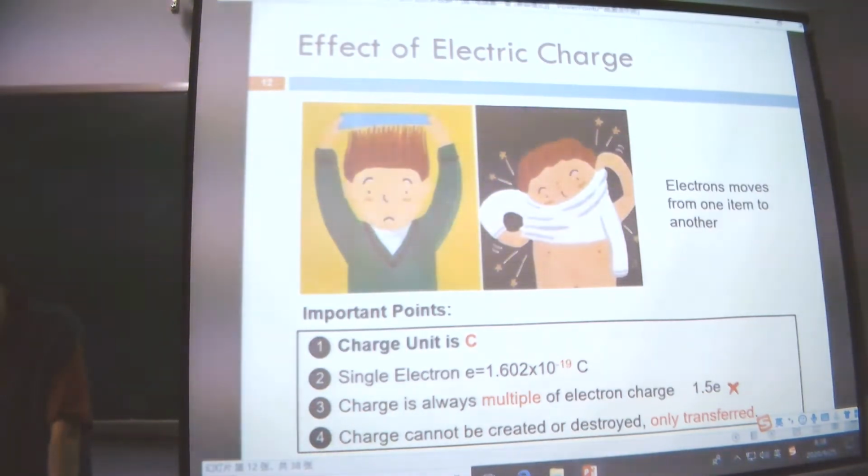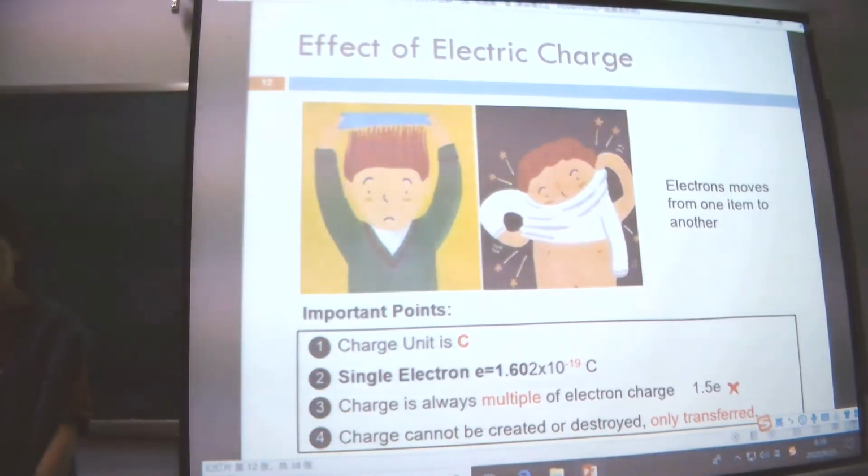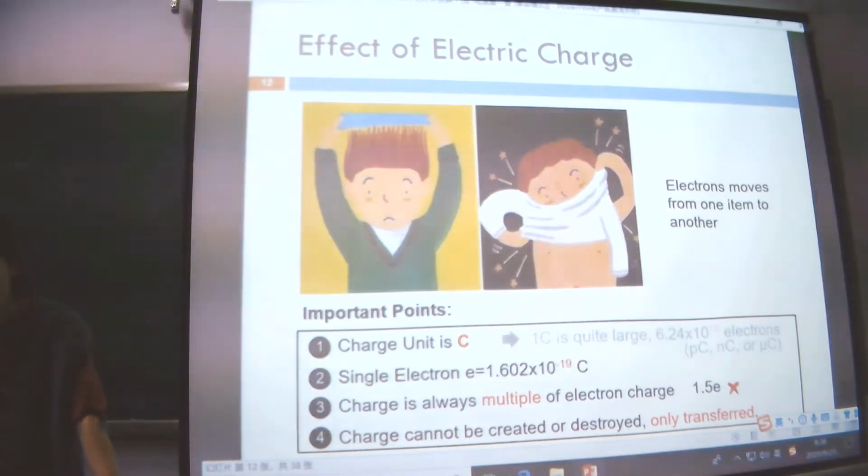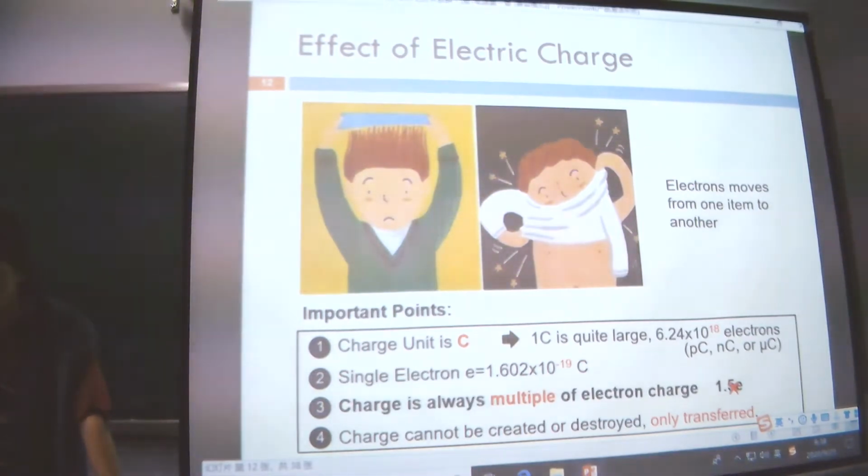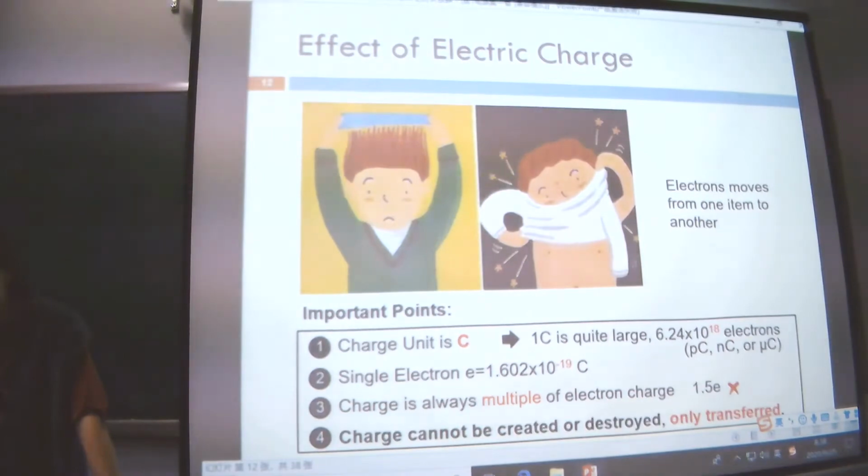So there were important points about charge. The first one you should know is the charge unit, this column. The second one, we should know the charge of a single electron, which is this one. The third one: the charge is always a multiple of the electron charge. We don't have 1.5 e, right? The fourth one: the charge cannot be created or destroyed.